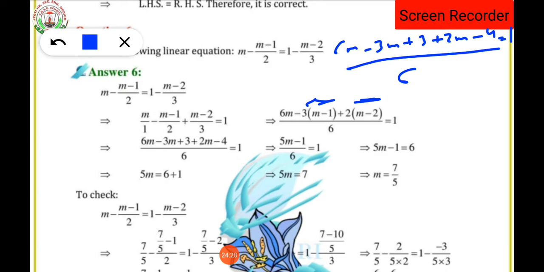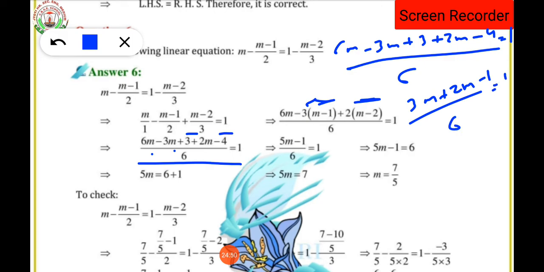Like this we will get an equation. So calculating this value here in the same way we will get an equation. So 6m minus 3m will become 3m plus 2m. Okay, then 3 plus 3 minus 4 will become minus 1 upon 6 is equals to 1. Okay, so it becomes 5m minus 1 upon 6 is equals to 1.